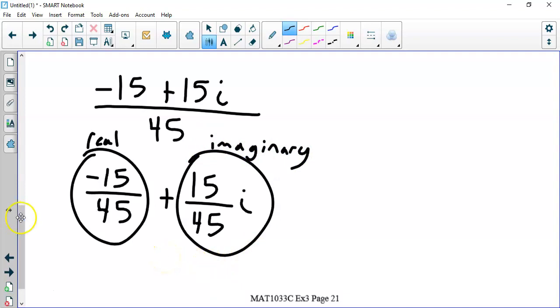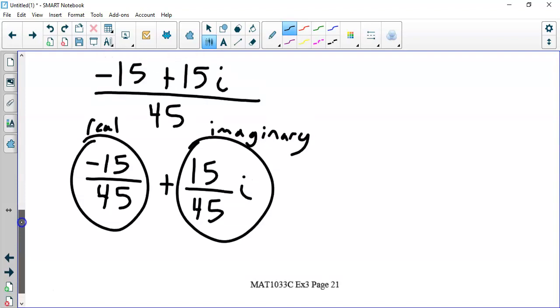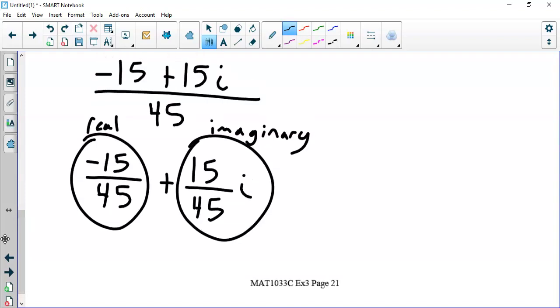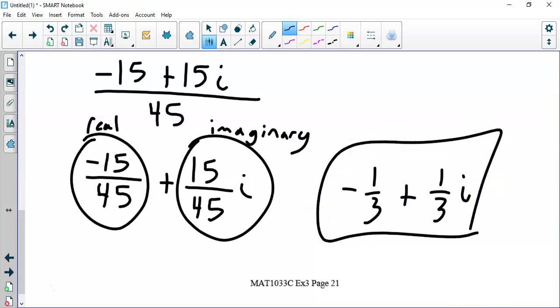So what is negative 15 over 45 reduced to? Negative 1 over 3, or negative 1/3. Plus, what is 15 over 45 reduced to? There you go. That's the final answer. And that, ladies and gentlemen, is your test 3.